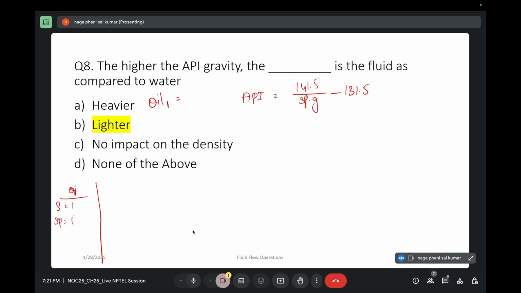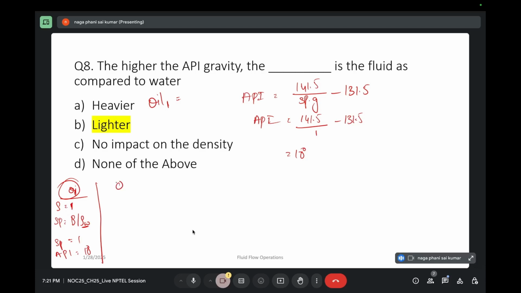Because specific gravity is nothing but density of liquid by density of water. It's nothing but 1. So specific gravity will also be equal to 1 in the case of O1. In that case, API gravity will be 141.5 by 1 minus 131.5. So this will be 10 degrees, right? So API gravity is 10 degrees for liquid O1, which has a density of 1.